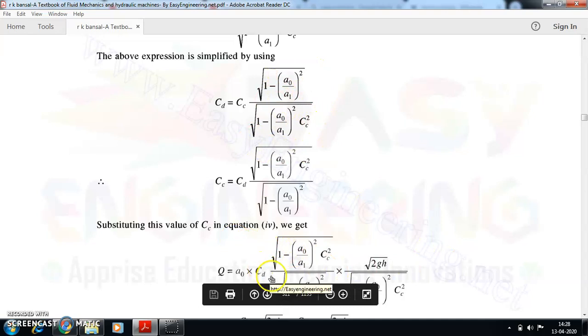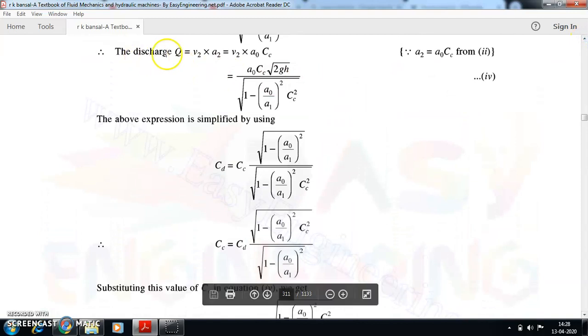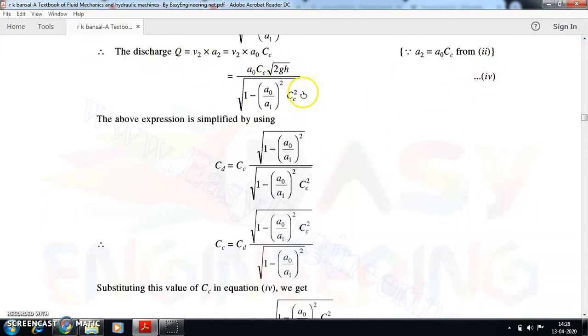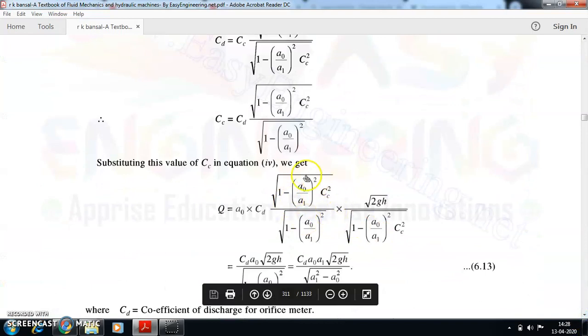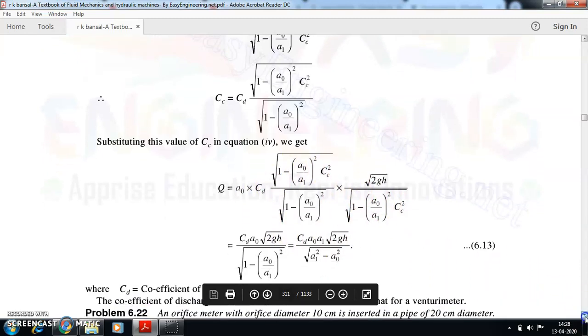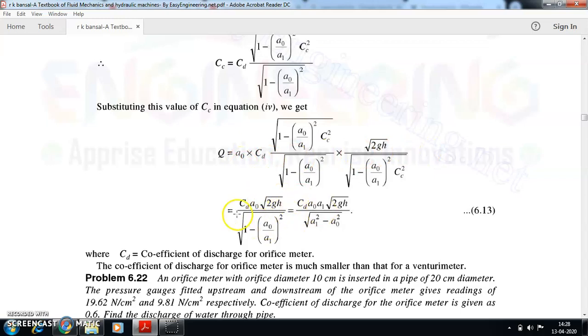Now you go back to your equation, your Q is equal to your equation 4. Here I can substitute for CC, that is the only thing I can do. After doing this substitution, the 1 minus A0 term gets cancelled off, and you have CD A0 left, root of 2GH divided by root of 1 minus this whole thing, which remains out here. Now you can take the LCM.